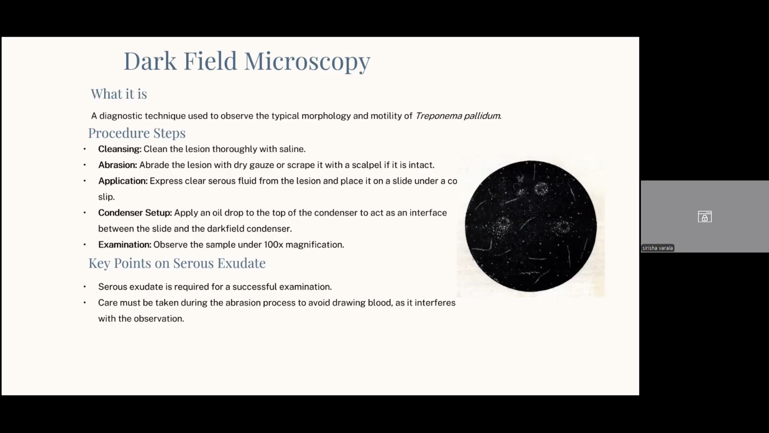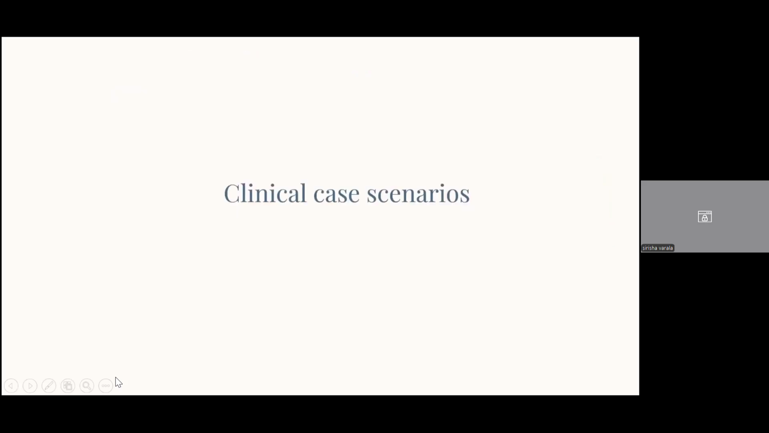We don't want the tissue. We want a clear serous fluid. Place it onto the slide. Add a drop of oil to the condenser, where it will act as an interface between the slide and the dark field condenser, and you examine under 100x magnification. The serous exudate is what is required for a successful examination, and avoid drawing blood because it interferes with the observation. If you have a dark ground condenser in your microscope, then definitely this is something worth going for. I will close with certain clinical case scenarios.